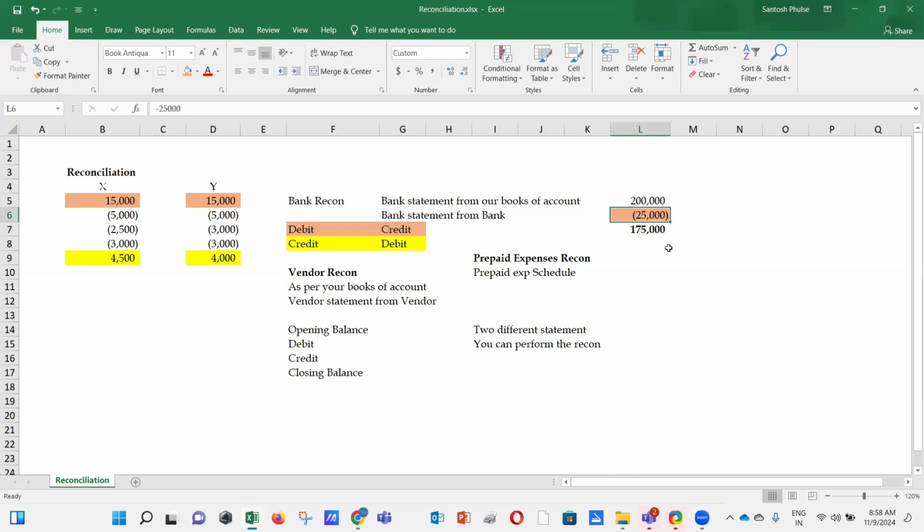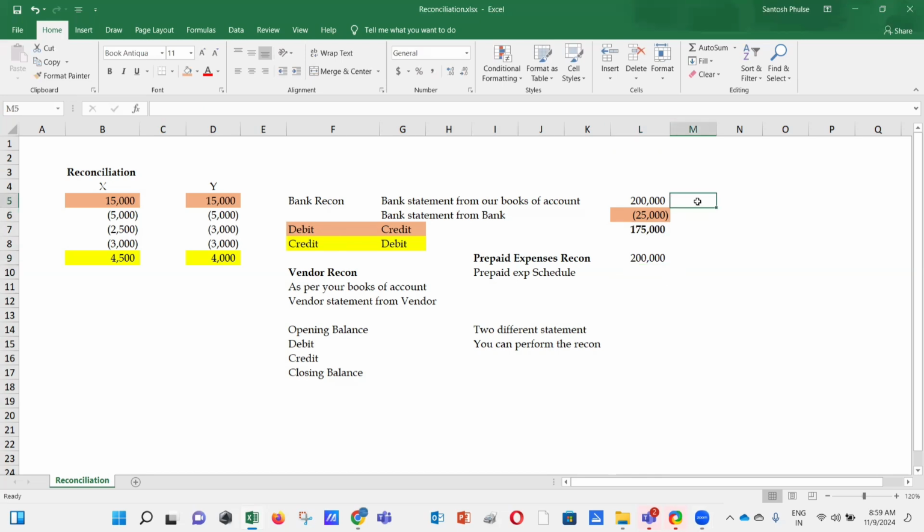He is going to do further analysis, whether that invoice is received or not, whether that service is received or not. And if yes, then he is going to take the entry in his books of account. Then his balance is also going to match. If he takes the entry, his balance is going to increase from 1,75,000 to 2 lakh. Then both balances are going to match.